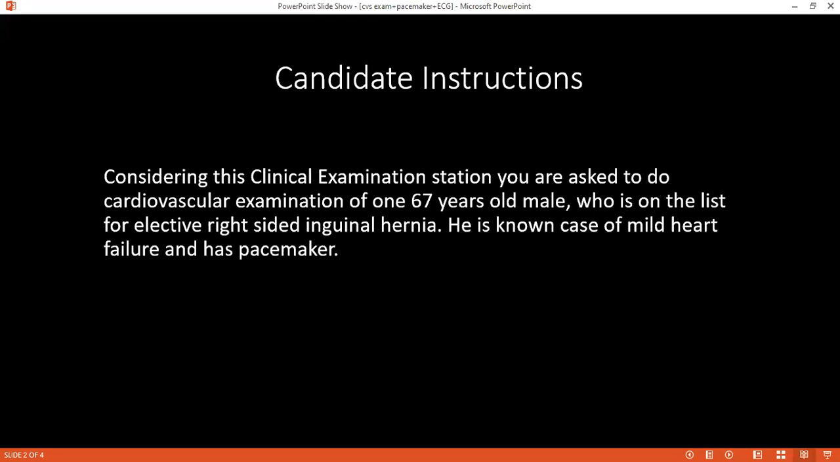Right. So if you have read and understood considering a clinical examination station, kindly please begin. I will enter the room. I will wash my hands.